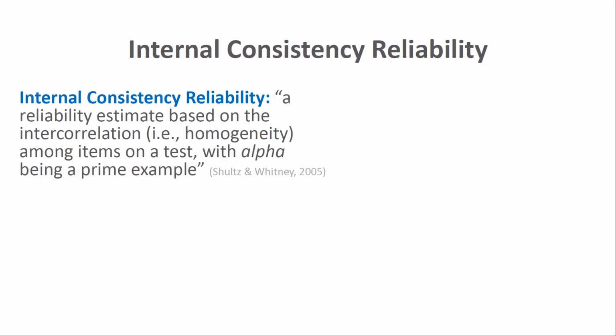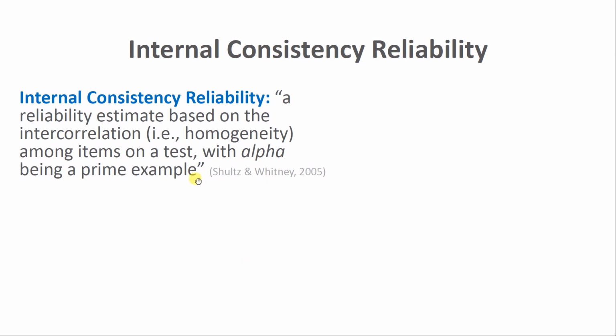Internal consistency reliability can be a little bit more difficult to wrap our minds around. So let's first start with the definition, and then we'll work through a more concrete example. So first, I'm going to use the definition that was provided by Schultz and Whitney in their 2005 book, in which they defined internal consistency reliability as being, quote, a reliability estimate based on the intercorrelation or homogeneity among items on a test, with alpha being a prime example, end quote.